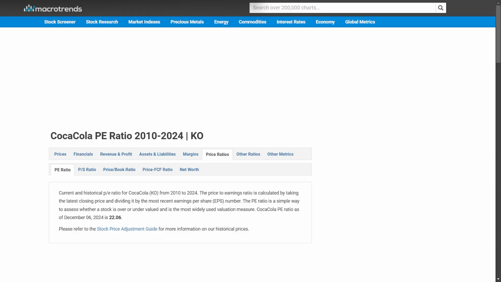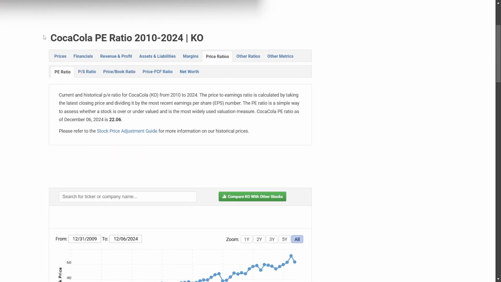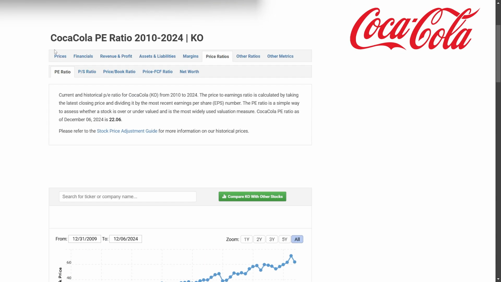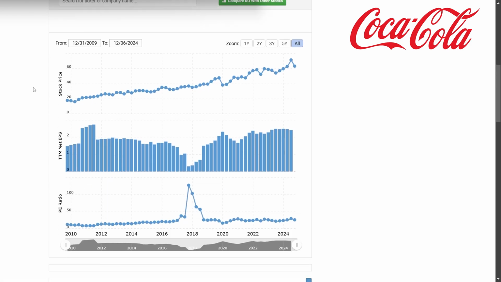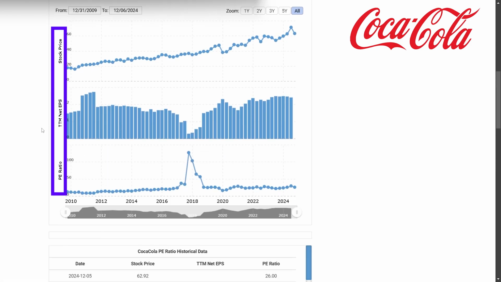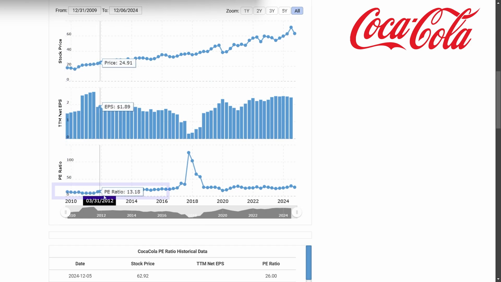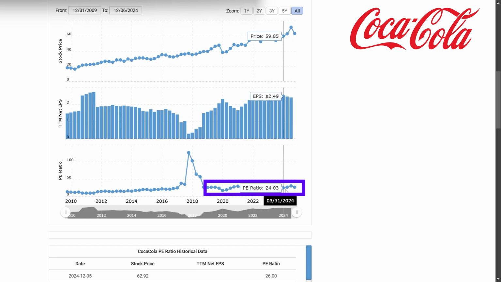Let's check it out. So we can go on macrotrends.net, and we can search for Coca-Cola, and we can see here the PE ratio, the stock price, earnings per share, historical earnings per share, and the PE ratio. And we can see that during 2010, 12, 13, the PE of Coca-Cola was around 13, 12, while today it is in the 20s: 26, 29, 25. It's definitely more expensive, almost double compared to the PE of 10 years ago.